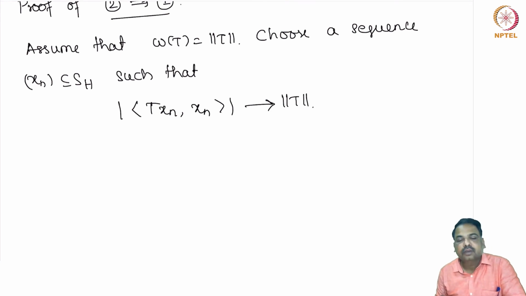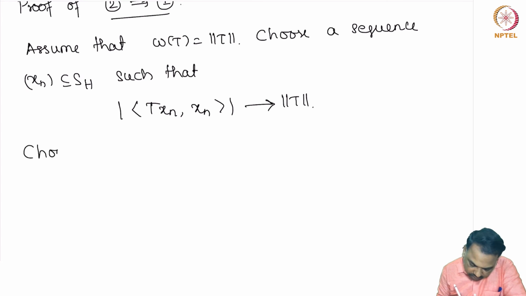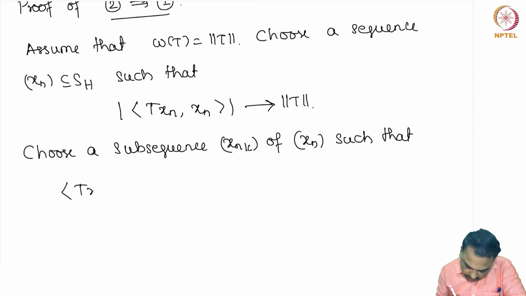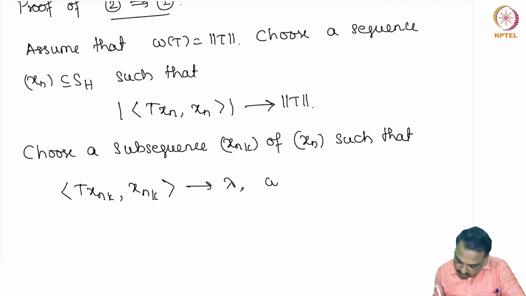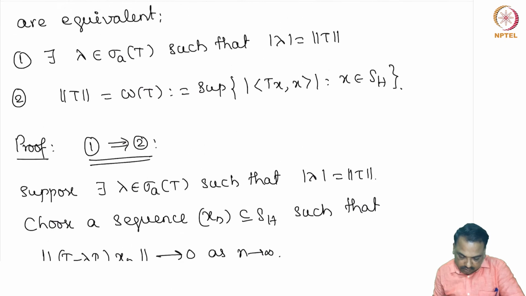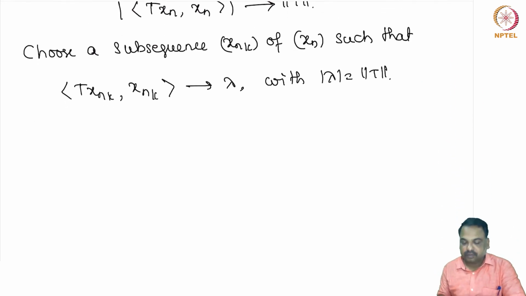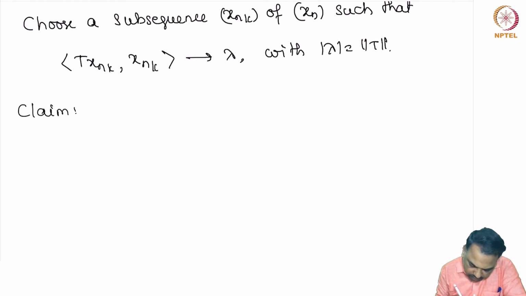Okay. Now from this sequence we can extract a subsequence. So we can choose a subsequence xnk of xn such that inner product ⟨Txnk, xnk⟩ converges to some lambda with mod lambda equal to norm T. Okay, so we got a subsequence with this property. Now we want to show that this lambda is in the approximate point spectrum. The claim: lambda is in the approximate point spectrum of T.